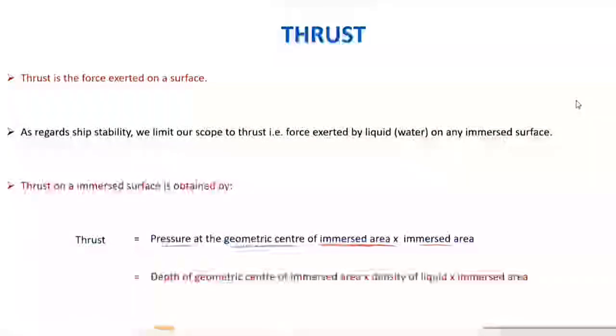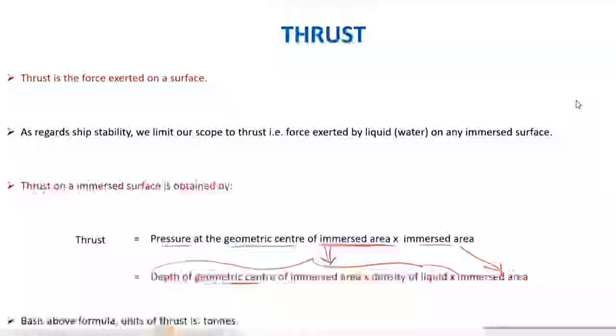What is the pressure at the geometric center? Pressure at the geometric center will be the depth of the GC multiplied by density. So this is the pressure. This much is actually this part of the expression. And this is the immersed area. And so thrust will be in tons. Any questions on this slide, guys? Please don't forget it. Don't forget the word immersed. Any questions on pressure and thrust, guys? If anybody has anything in mind to seek clarification about.